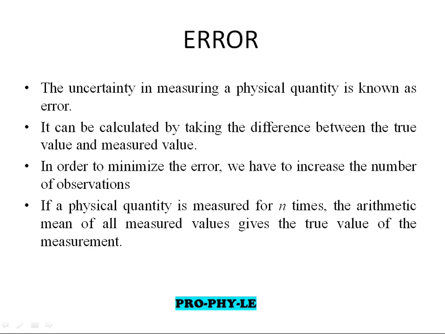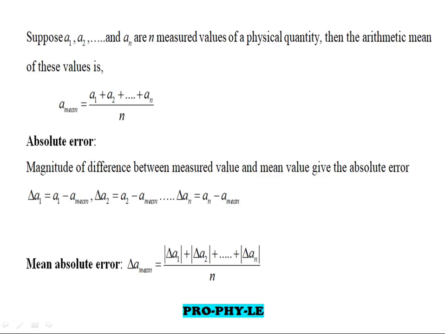How can you minimize that error? In order to minimize the error, you have to increase the number of observations. That means if you are measuring a physical quantity n times, the arithmetic mean of all measured values gives the true value of that particular measurement. Suppose a1, a2 and so on, an are n measured values of a physical quantity, then the arithmetic mean of all these values gives a mean, that is a1 plus a2 plus so on an, by n.